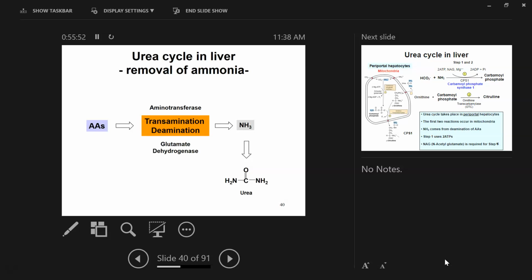So this just shows you the whole process. The amino acids undergo transamination by a set of enzymes called aminotransferases, depending on which amino acids are involved in the reaction, and deamination by glutamate dehydrogenase. These two different types of reactions eventually generate ammonium, right? So nitrogen is removed from the amino acids and released as ammonium in the circulation. Ammonia is toxic, again, to the tissues and organs, particularly to the brain. So we need to get rid of the ammonium, and the urea cycle is the most important pathway for the removal of ammonium in the body.